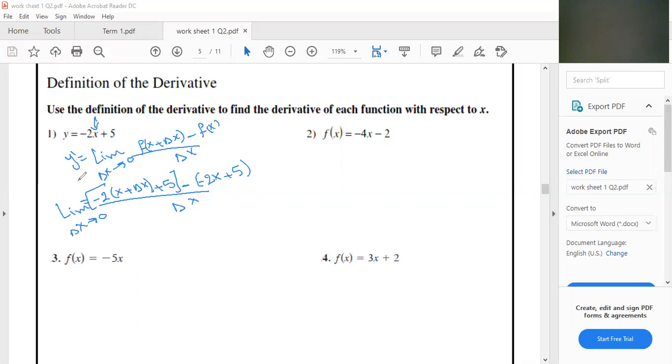Y prime, which means the derivative of this function, that is the definition. From where do we get it? The definition: limit of the change in y over the change in x. What is the change of y? F of x plus delta x minus f of x. I have to remember the definition or this rule.